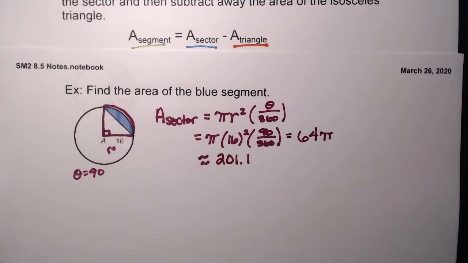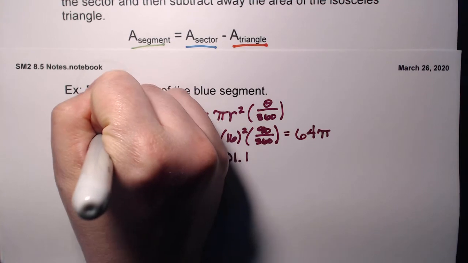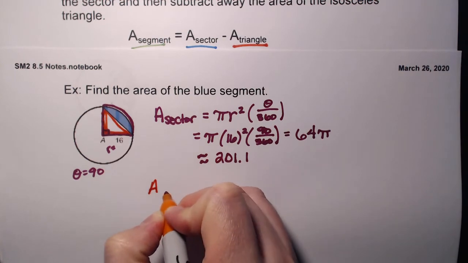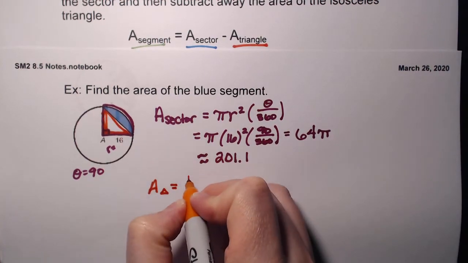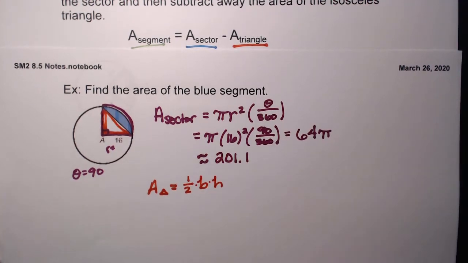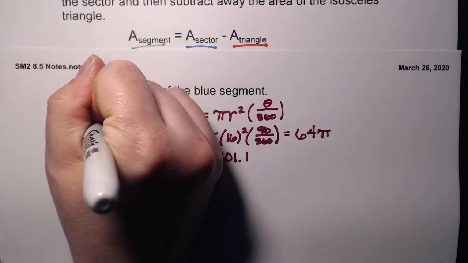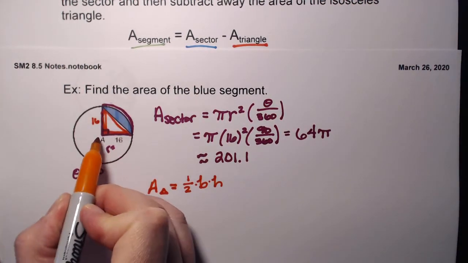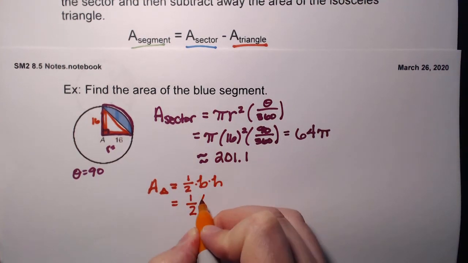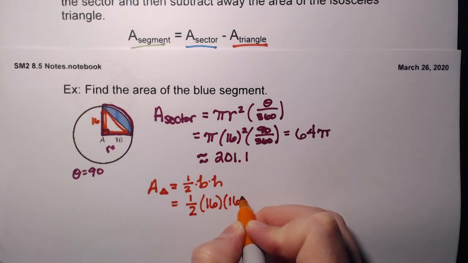Okay, and then the next thing I need to do is find the area of the triangle and essentially take it away from the area of that entire thing, and then what's left is just the blue piece right there. So the area of the triangle is 1/2 base times height. Now in my right triangle, I have both of those pieces. The base is 16 and the height is 16. So I'm going to say 1/2 base times height.